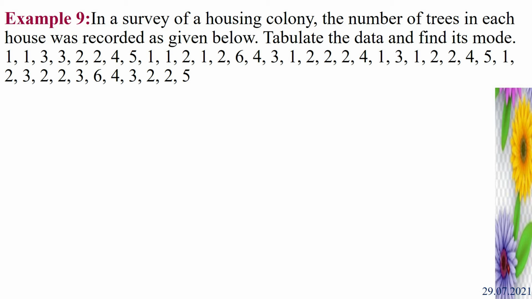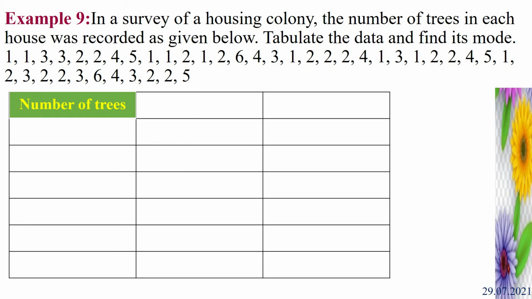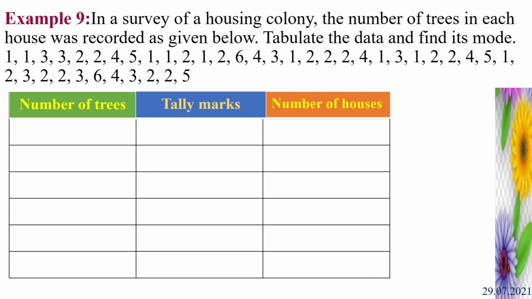They have collected the information of the number of trees in each house. So we have to form a tabular column using the data, and finally find the mode for the given data. First column is number of trees, second is tally marks, third is number of houses. Here we have 1 tree in some houses, 2 in some, 3 in other houses, 4, 5, 6 likewise. So let us count how many houses have 1 tree and arrange it.